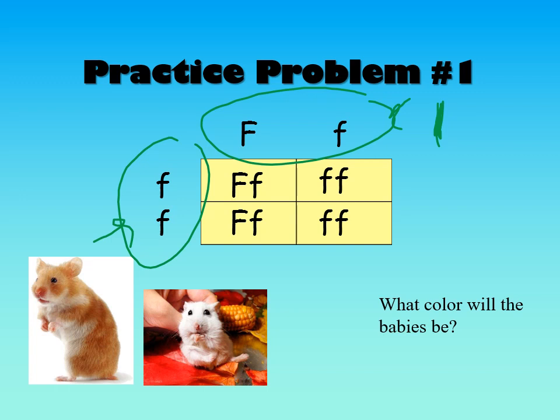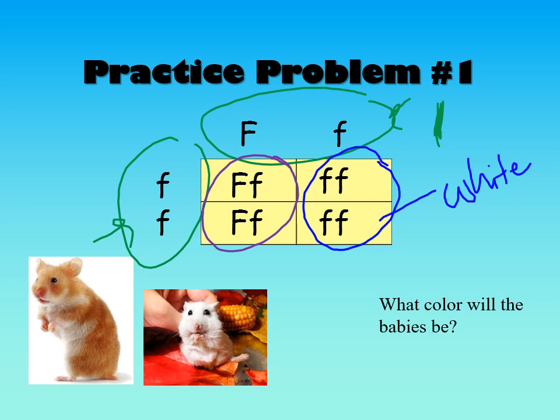And then the last step is to analyze your results. So that means taking a look at what's inside the box. So 2 of your 4 boxes will be little f, which will be white hamsters. And 2 out of your 4 boxes will be brown heterozygous hamsters like the other parent. So if you were asked what percent of your babies would be brown, you would say 50%. And what percent would be white? That would also be 50%, 50-50.